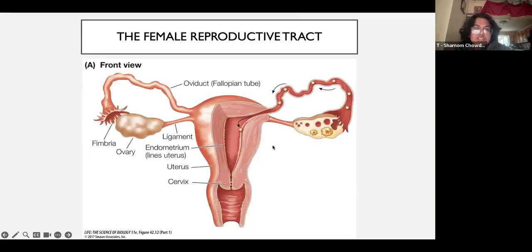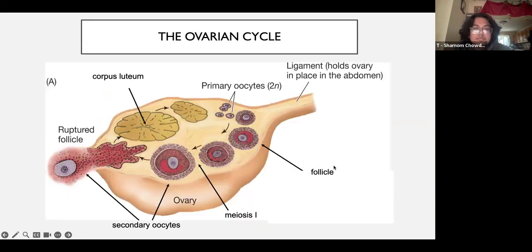So for oogenesis, like I mentioned before, what you'd have to do for the male reproductive tract, you also have to do for the female reproductive tract. It could be an image like this where you'd have to memorize each of the features and then label it on an exam. And then this is where oogenesis occurs.